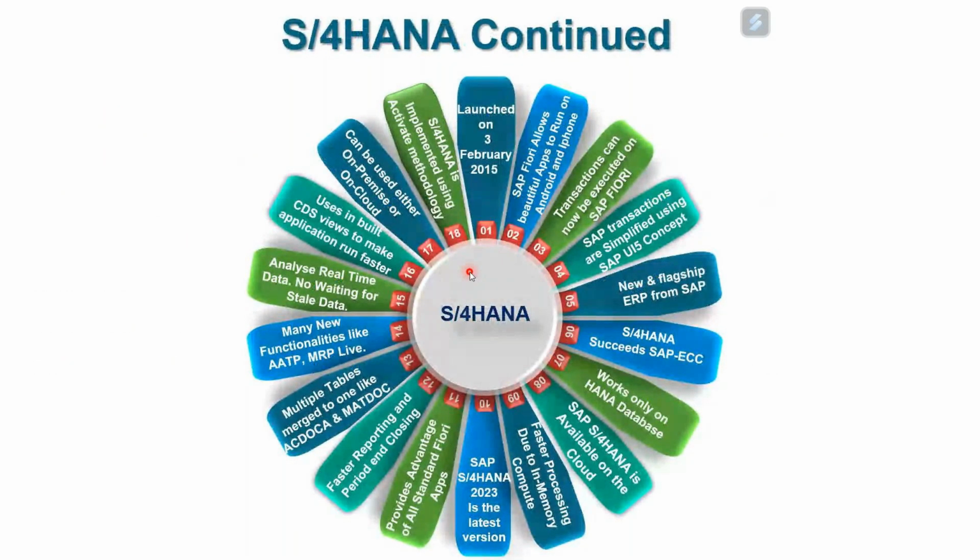Now this is more detail on S/4HANA. I've talked about a few things already. S/4HANA succeeds ECC and works only on HANA. It is available on the cloud. You can also do it on premise in your own server. And because of in-memory compute, the processing is fast. I'll talk about in-memory compute in the next slide.